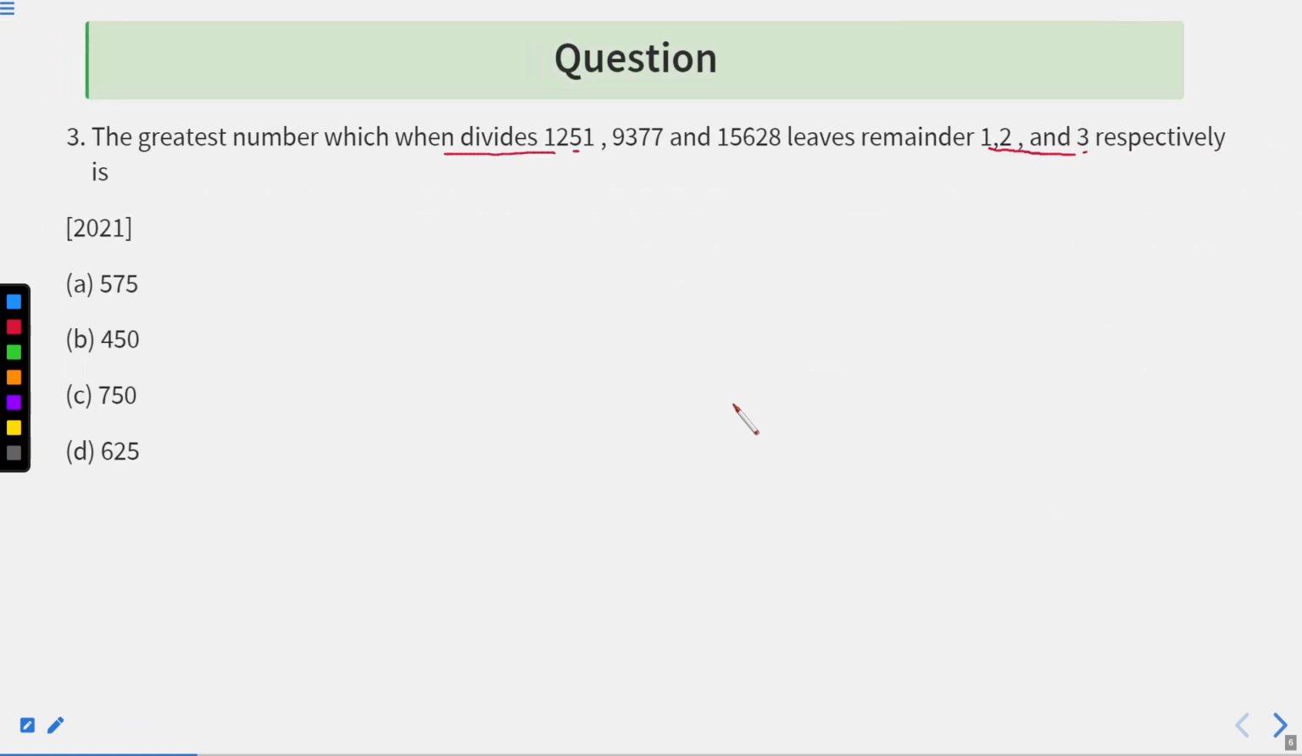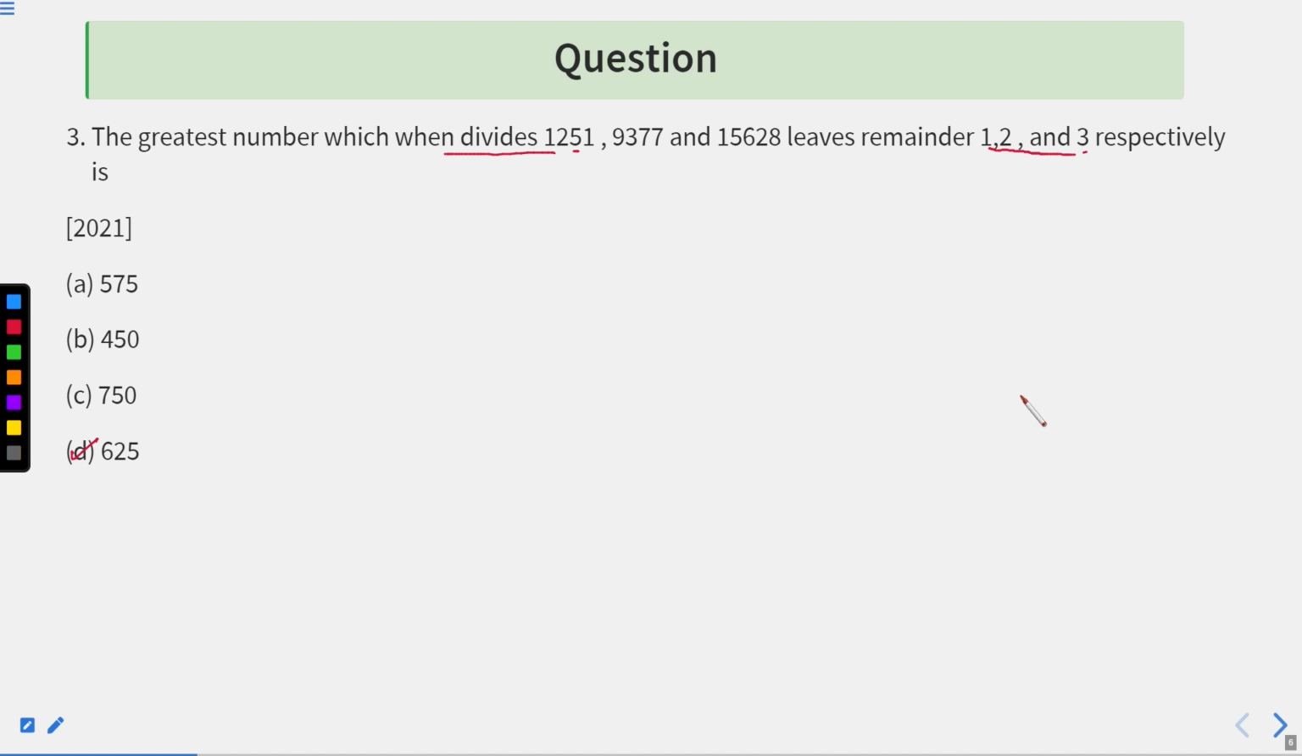So in which option have we been given 625? You can see in option D we have given 625. So the greatest number which when divides 1251, 9377 and 15628 and leaves remainders 1, 2 and 3 respectively is 625. So option D is the correct option for this question.